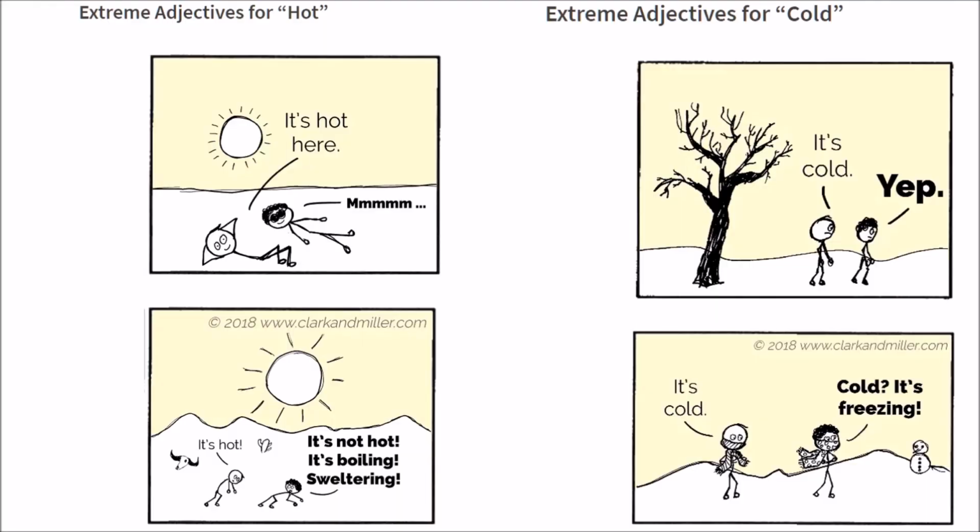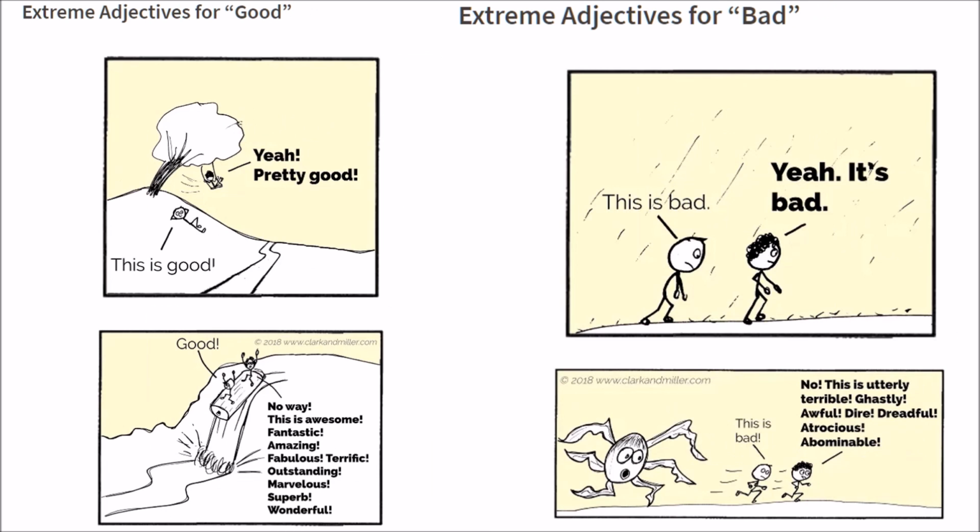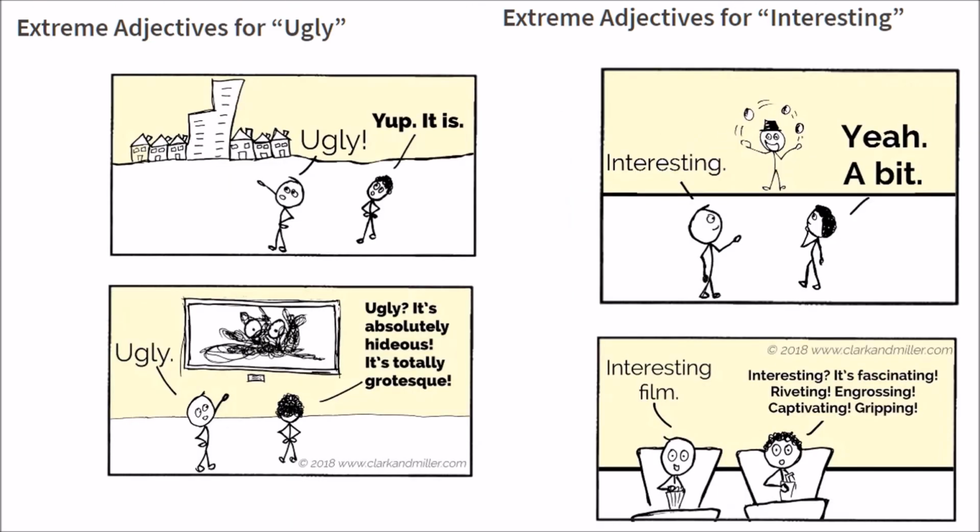Here we have some more examples of extreme adjectives. Instead of saying very hot, say it is boiling. Instead of cold, say freezing. Instead of good, say fantastic, amazing, marvelous. Instead of just saying very bad, say awful, utterly terrible, dreadful, ghastly, abominable. Instead of very ugly, say absolutely grotesque.